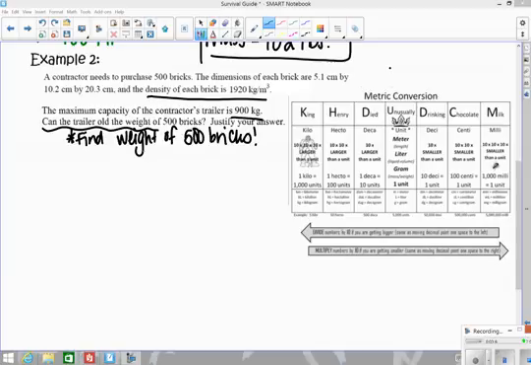So if I'm going to find the weight of the 500 bricks, that means that I'm going to need to know the mass of one brick so that I can multiply it by 500 to get the weight of all 500 bricks. If I'm trying to find the mass, I'm going to need to know the density and the volume. Right now we have the density of the brick, so we're going to have to find the volume. So our first step is going to be to find the volume of one brick.